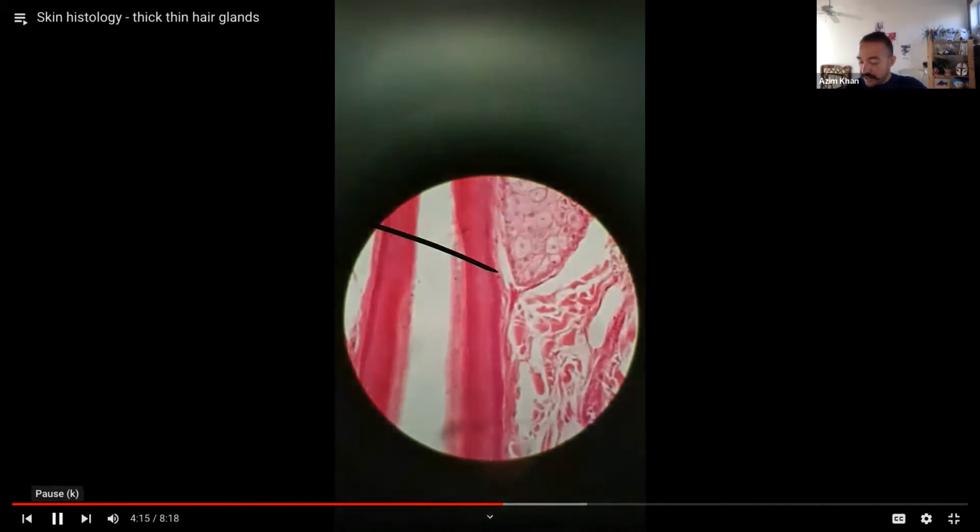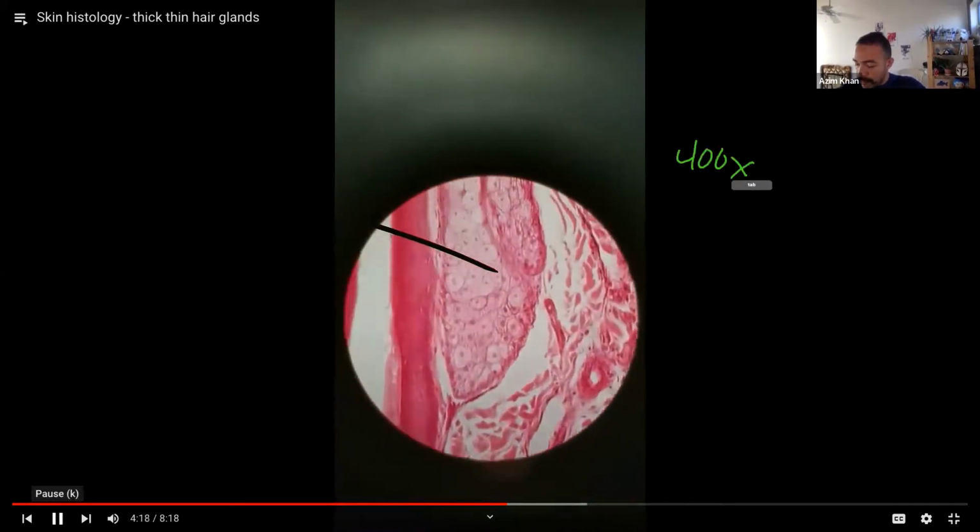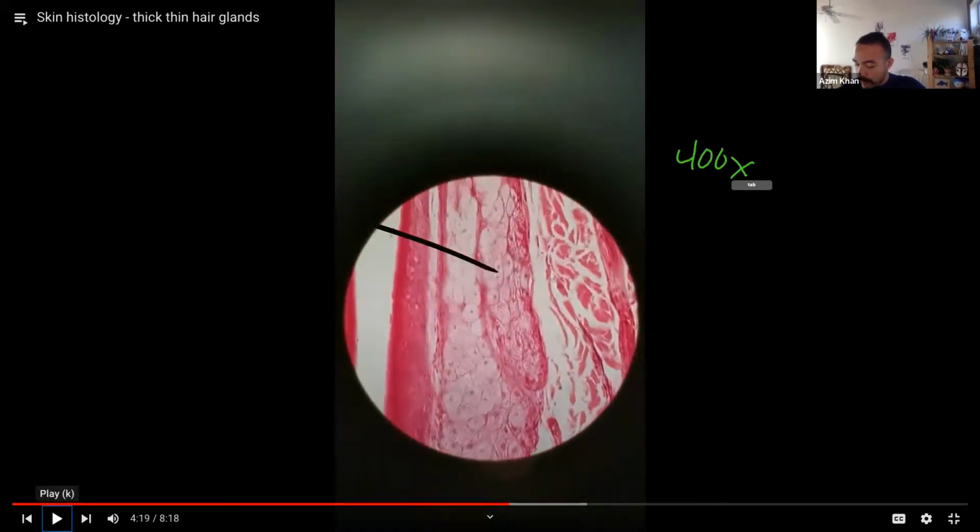This is 400x. You can see an individual cell, an individual sebaceous gland cell. Cuboidal, clear in the cytoplasm. The nucleus looks like a little dot.